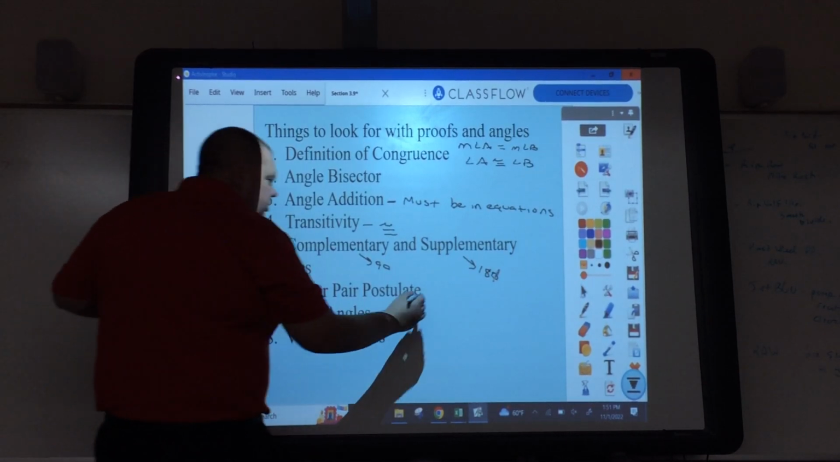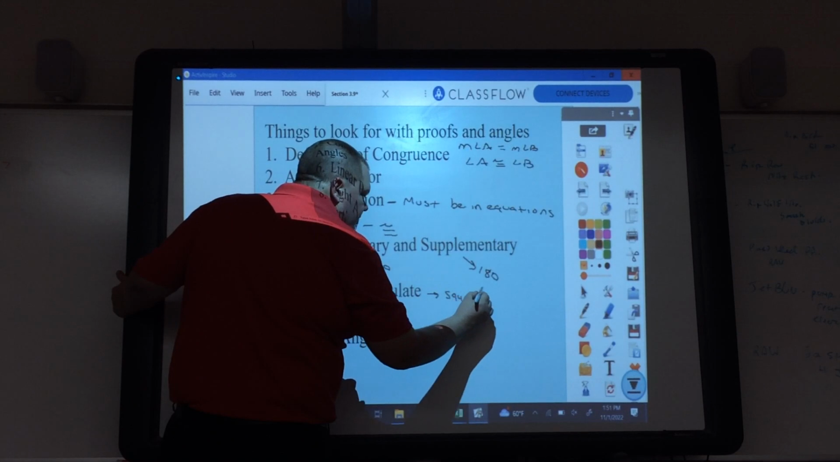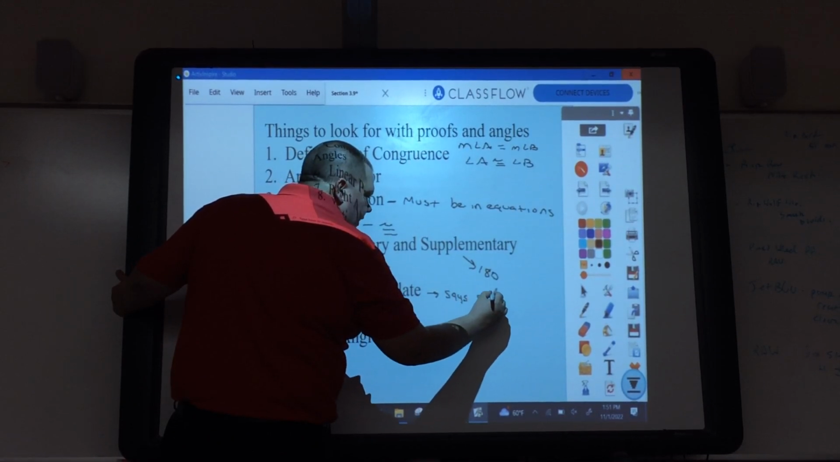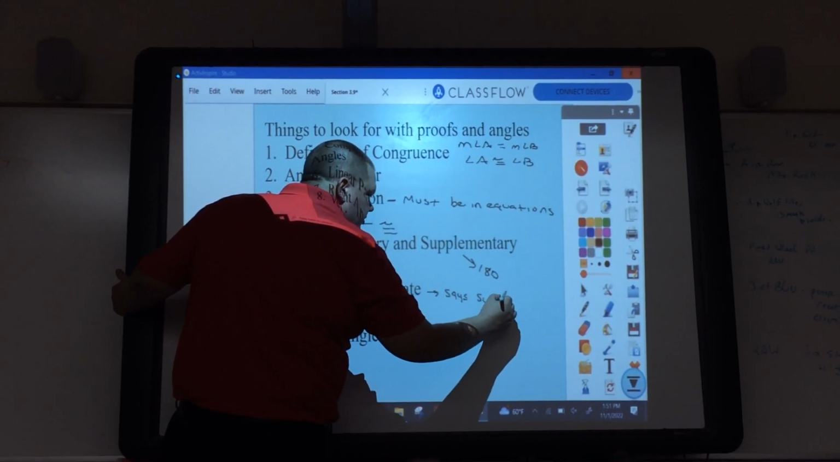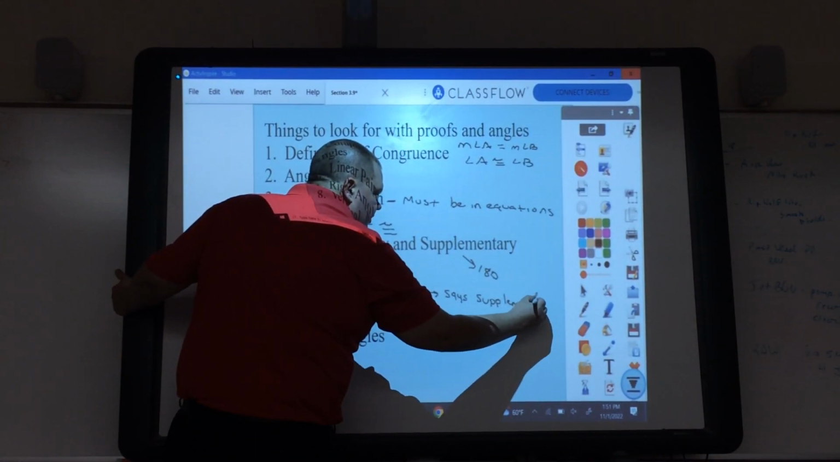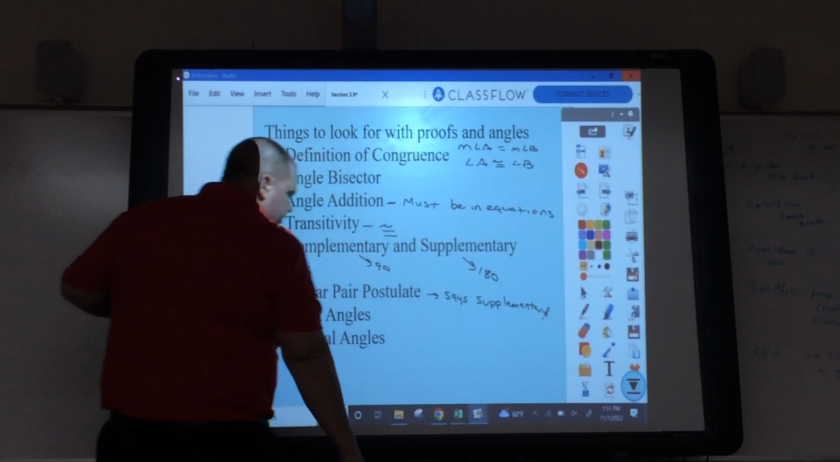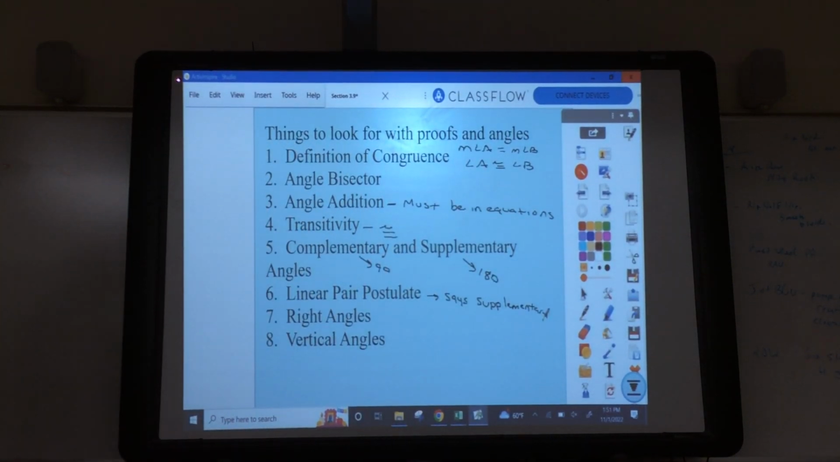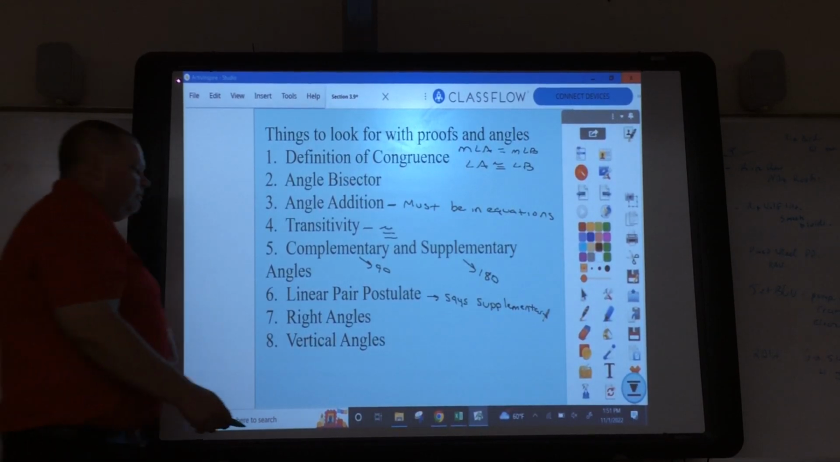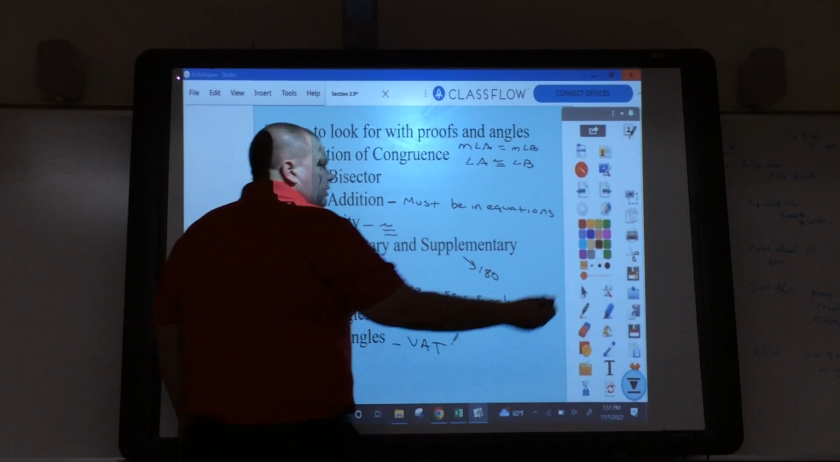The linear pair postulate doesn't tell you that the angles add up to 180. It says they're supplementary. So you have to use the linear pair postulate to say that the angles are supplementary, and then you can use the definition of supplementary angles to state that the angles add up to 180 degrees. Okay, right angles with their congruence theorem, with the definition that the angles are 90 degrees, and the vertical angles theorem, remember you can always abbreviate with VAT. Okay, for VAT, vertical angles theorem.